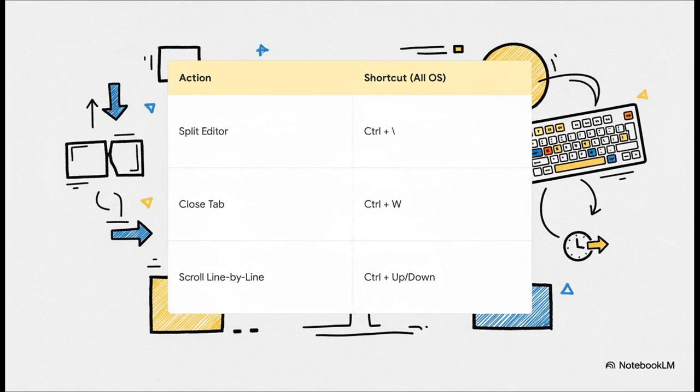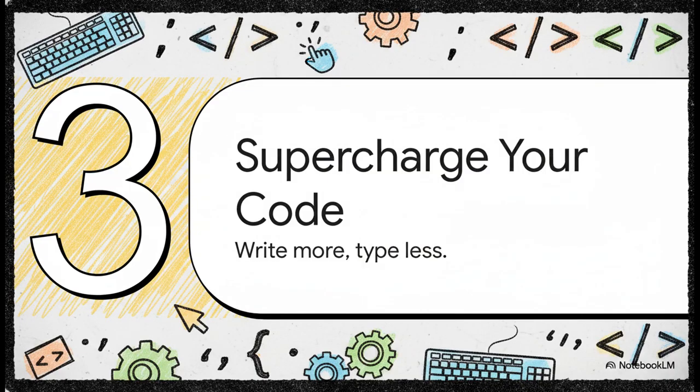Oh, and a little bonus for you. Stop grabbing the mouse just to scroll a few lines. Just hold Ctrl and use the up and down arrows to nudge your view. So much better. All right, we've cleaned up our space, we can find any file in a flash.